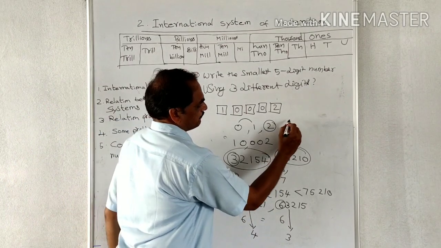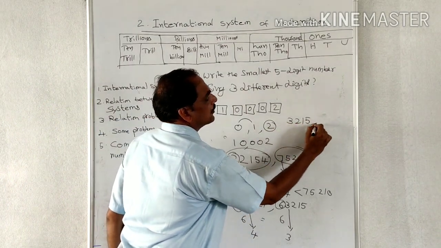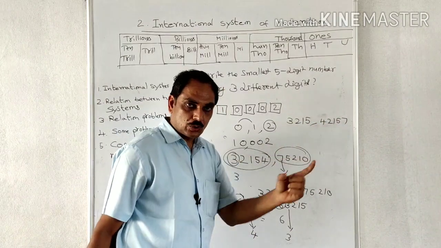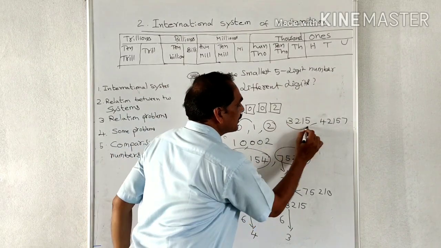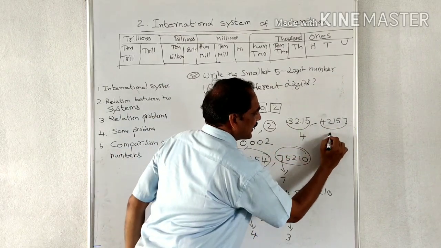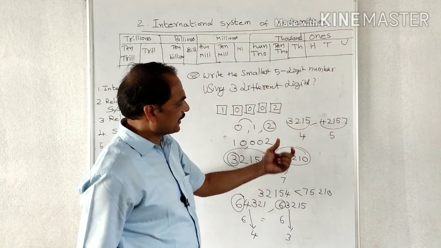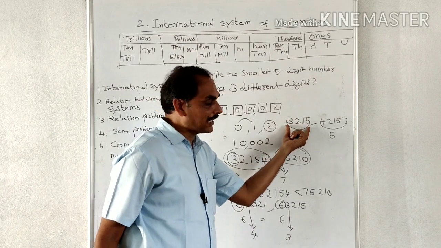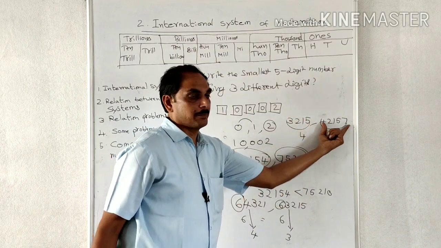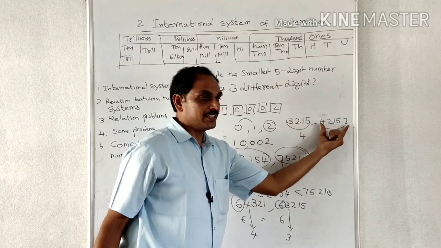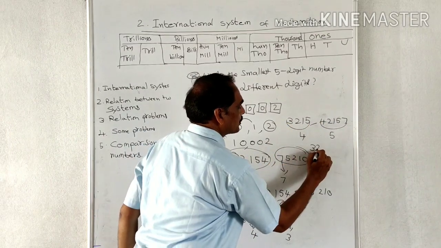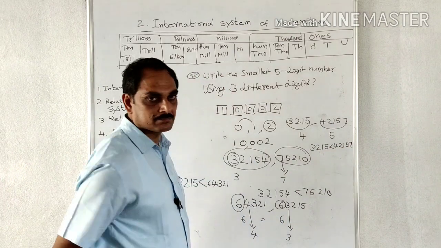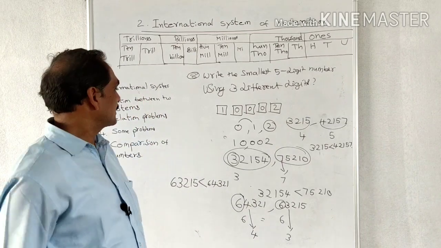And if the number of digits in two numbers is unequal, suppose 3215 and 42157. The first number contains 4 digits, the second contains 5 digits. So the first number has fewer digits, and it is the smaller number. We write 3215 is less than 42157.